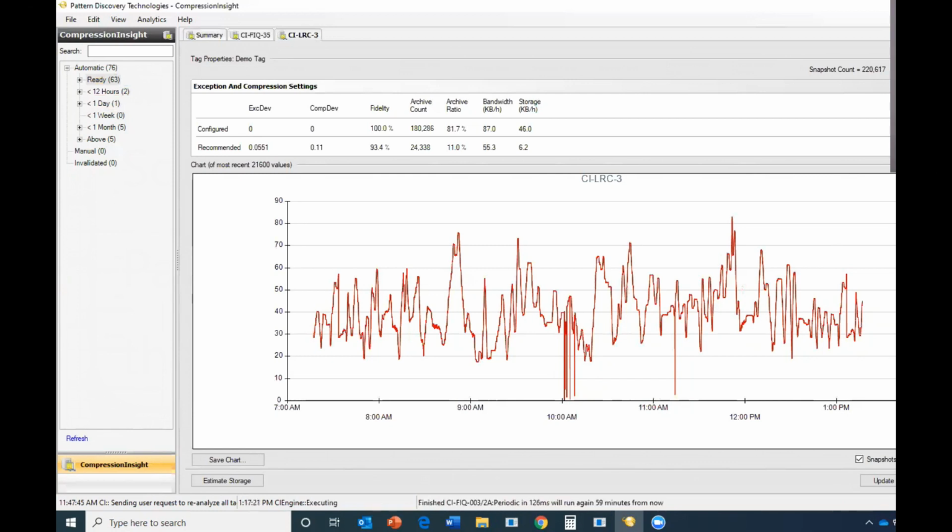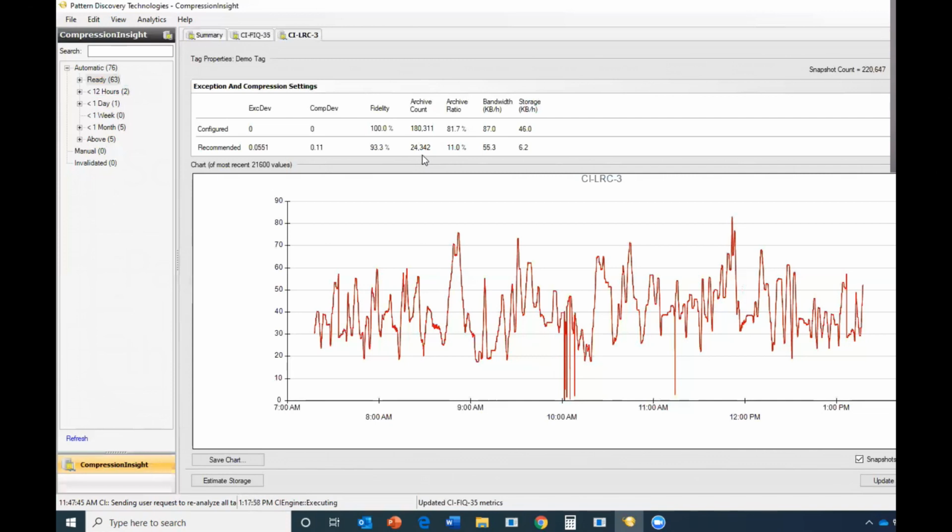But now, when I have a look at our recommendation, we're recommending these exception and compression deviations, which is going to reduce our data fidelity somewhat. It reduces it in this particular case from 100% down to 93%. But we've improved the archive ratio from a total of 81% down to only 11% of the total volume of data.